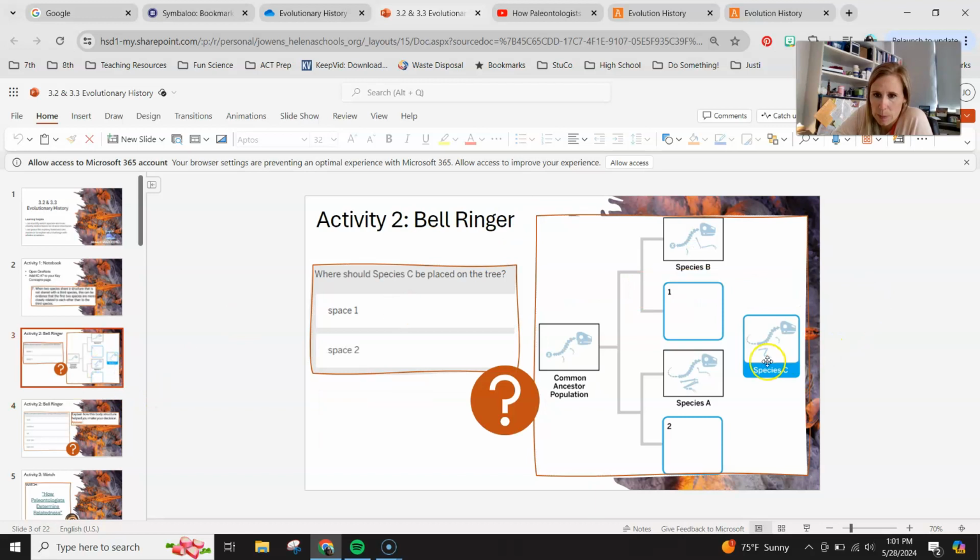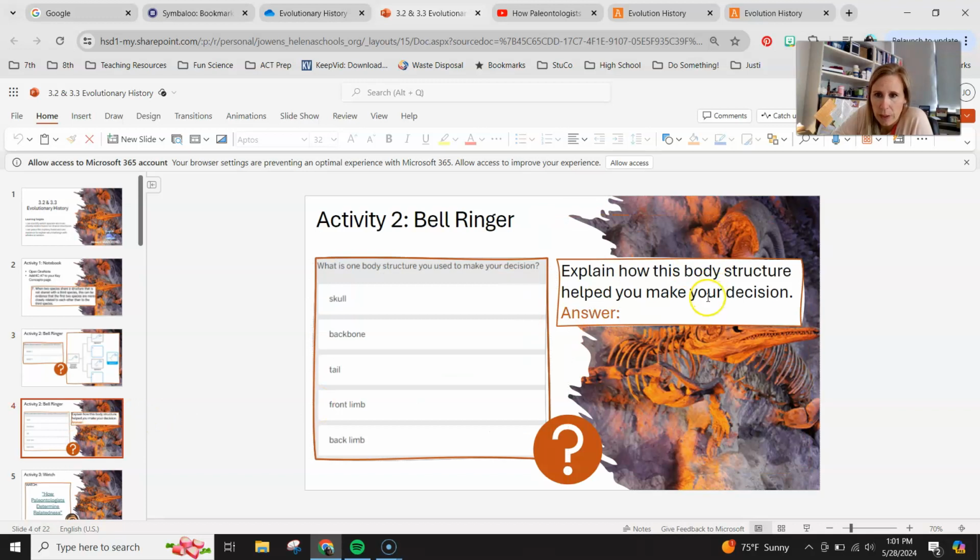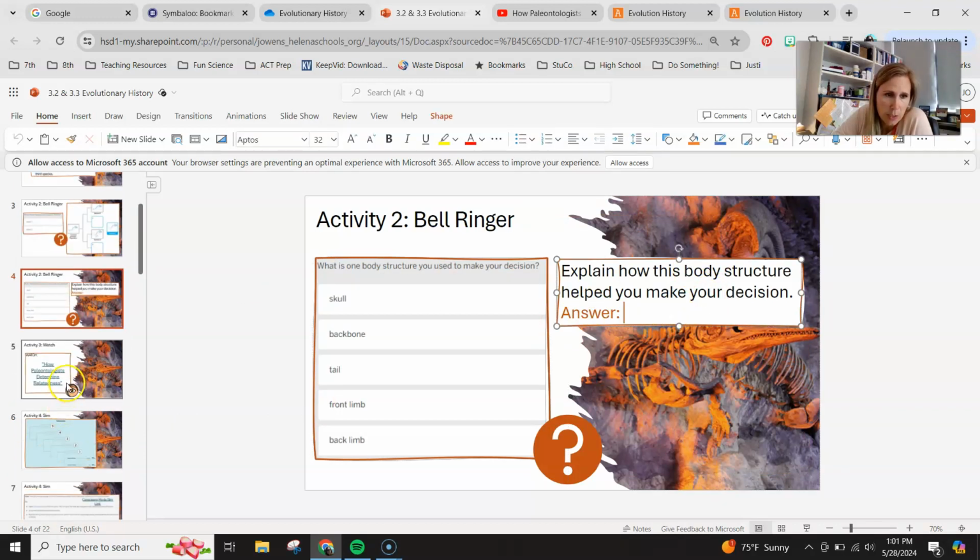So if we look at these species, is it more closely related to this one or more closely related to this one? Which body structure did you use to determine where it would go? And then finally, explain how this body structure helped you make your decision. So explain to me how you reached your conclusion. Take a second, pause this, and complete the OneNote and the bell ringer through slide 4. And then we're going to move on to activity 3 when you're done.